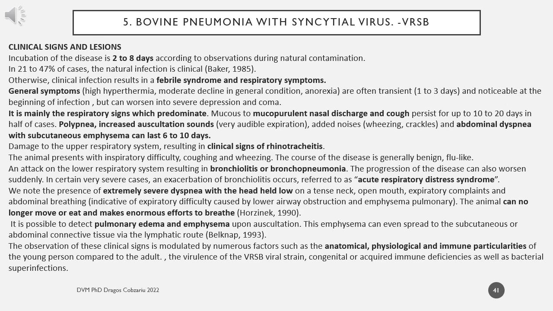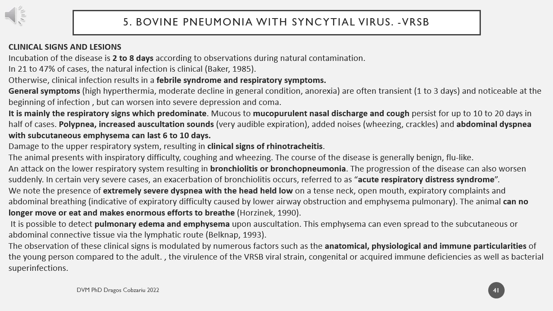Clinical signs and lesions. Incubation of the disease is 2 to 8 days according to observations during natural contamination. In 21 to 47% of cases, the natural infection is clinical. Otherwise, clinical infection results in a febrile syndrome and respiratory symptoms. General symptoms: high hypothermia, moderate decline in general condition, anorexia, are often transient, 1 to 3 days, and noticeable at the beginning of infection, but can worsen into severe depression and coma. It is mainly the respiratory signs which predominate.